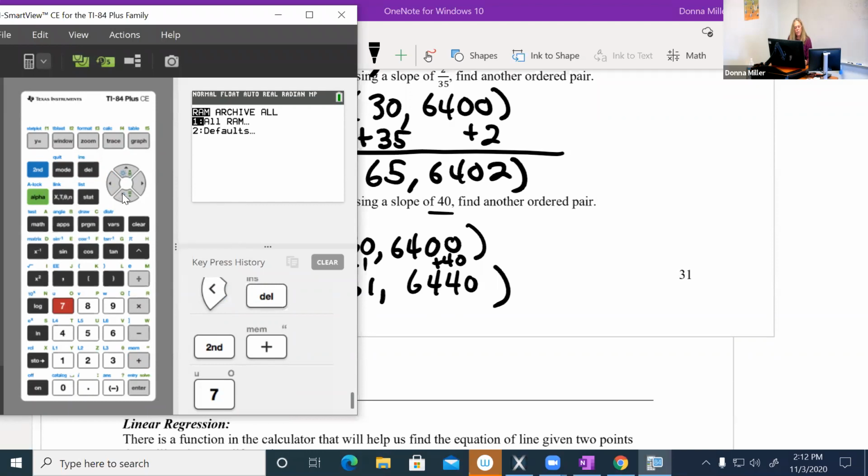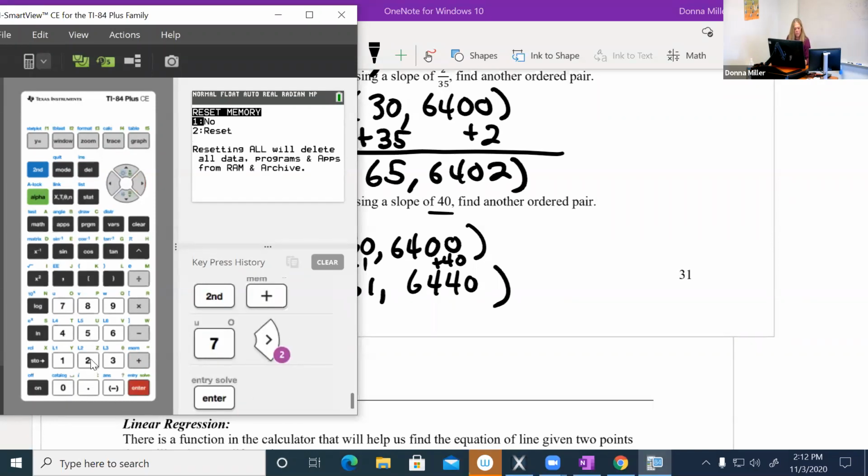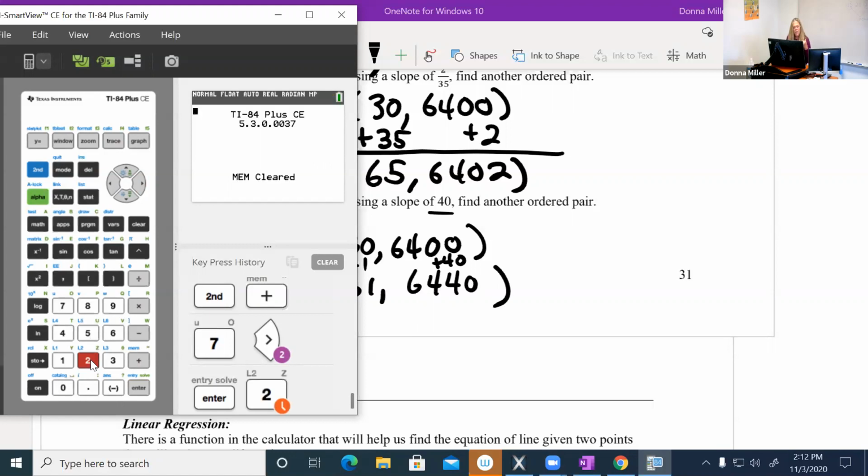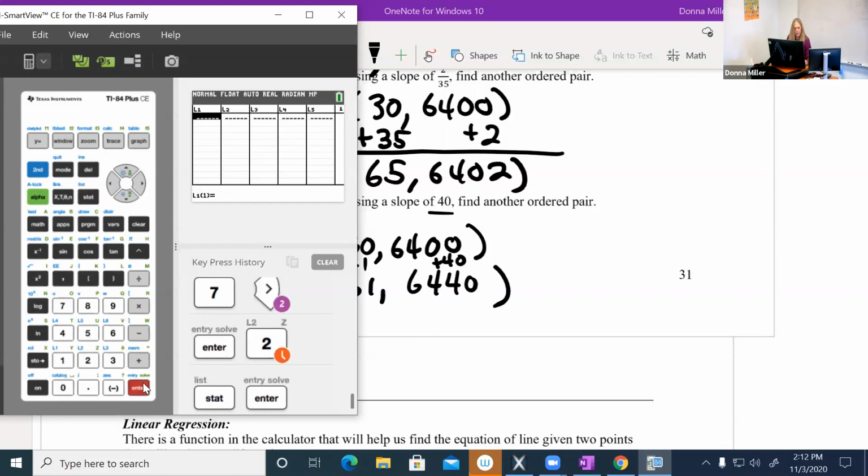Actually, I want to go to defaults, I think. Or do I do all? I think all memory. I think that'll work. All memory. So I'm going to do that and reset. And let's go back and check stat. Let's make sure it's there. If I press edit, voila, it came back. Okay. So I've done it before. If you delete a list by accident, reset the memory on the calculator.